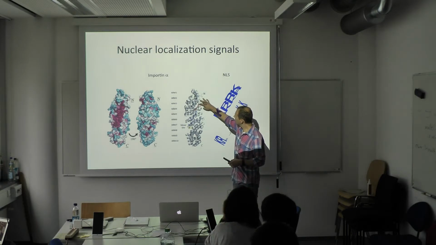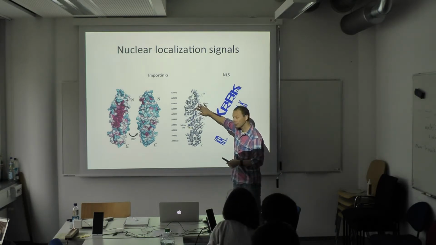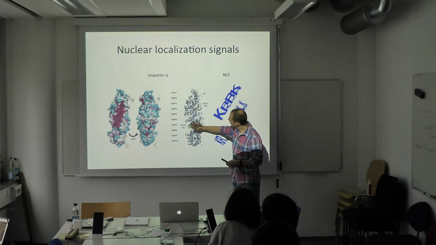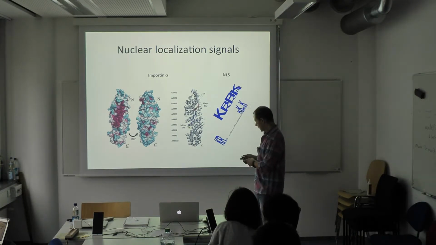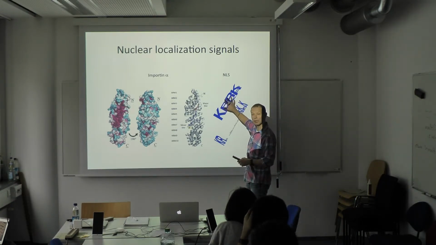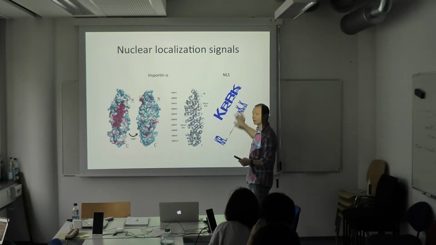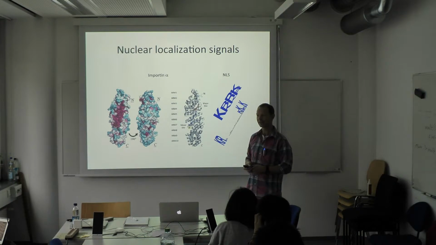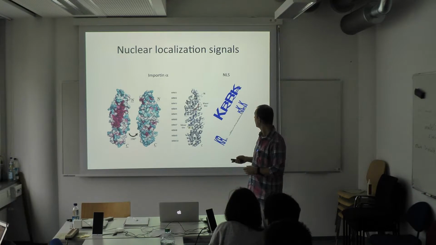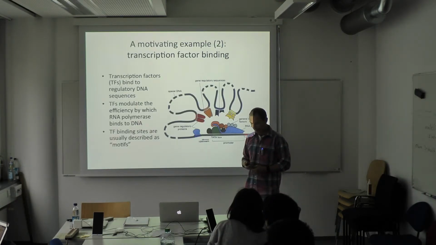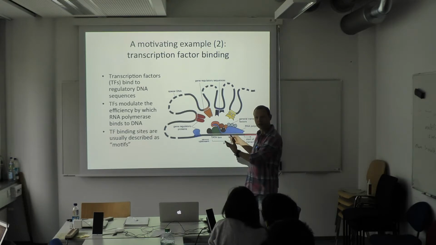There are also some cargo proteins that not only associate with that section, but they also associate with this site over here, which is referred to as the minor site. And there we have another section of basic residues. So this is referred to as the monopartite nuclear localization signal, and this is the bipartite, and you can probably guess why. Of course, we haven't really said how we came up with those sequence signals, and I'll come back to that.